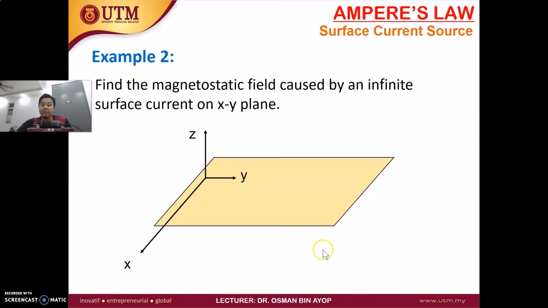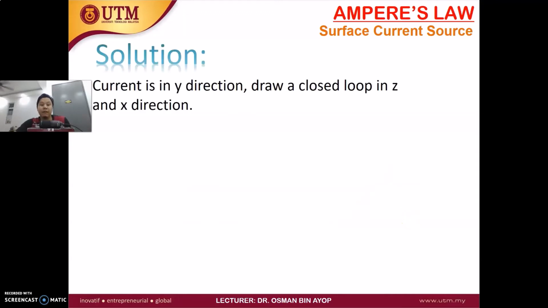You can see that we have a very big plane on the xy axis, and there is a current flowing on the surface in the y direction. The current density is written as Js in the direction of y, and it only has a y component, so we write it as a_y Js. Draw a closed loop in the z and x directions, because if we use our right hand grip rule, when our current is in the y direction, the thumb indicates the current and the other fingers indicate the direction of the field. So basically the field circulates around the y axis.